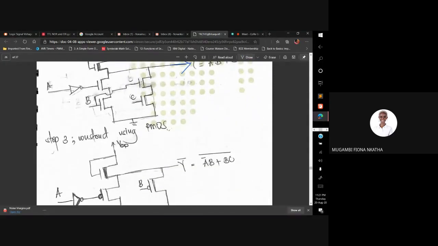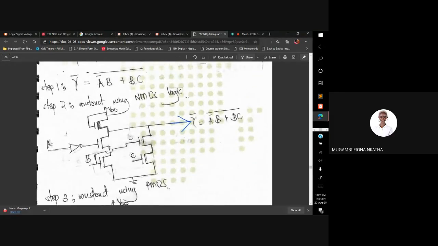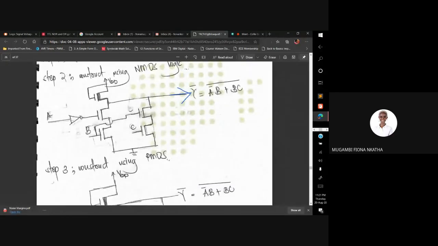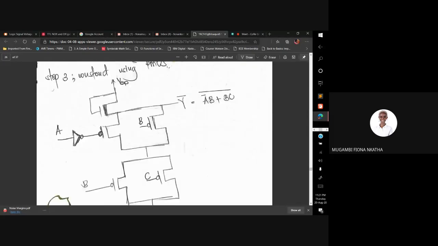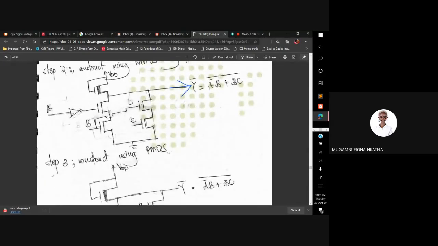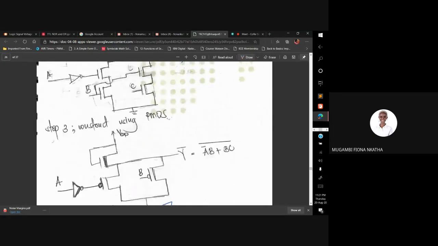Then we know NMOS is a duality of PMOS. So when you construct the PMOS, if A and B were in series, now they will be in parallel, and B and C, which were also in series, we see here they become parallel like this. So whatever was series becomes parallel, and whatever was parallel becomes series. I think duality is pretty much easy.